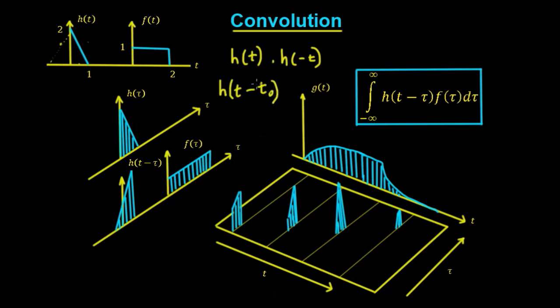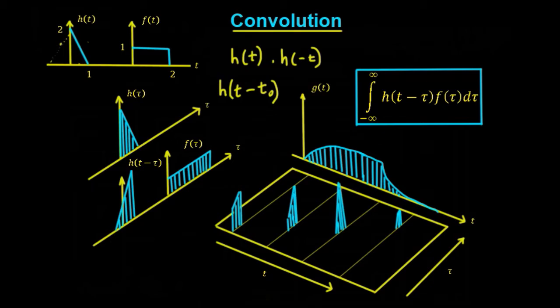So h of t minus t naught would be like h of t, but delayed by a factor of t naught. If it's minus t naught, it's going to move to the right. If it had been plus t naught, it would be moving to the left. Again, you can convince yourself of that heuristically just by putting values in, and you can see that the minus t naught will actually move the whole function to the right.